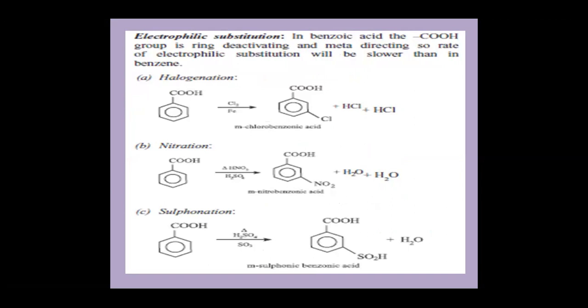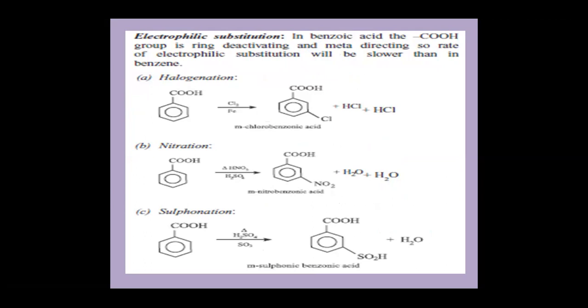Electrophilic substitution reactions for aromatic carboxylic acids. In benzoic acid, the COOH group is ring deactivating and meta directing. So, the rate of electrophilic substitution will be slower than in benzene.